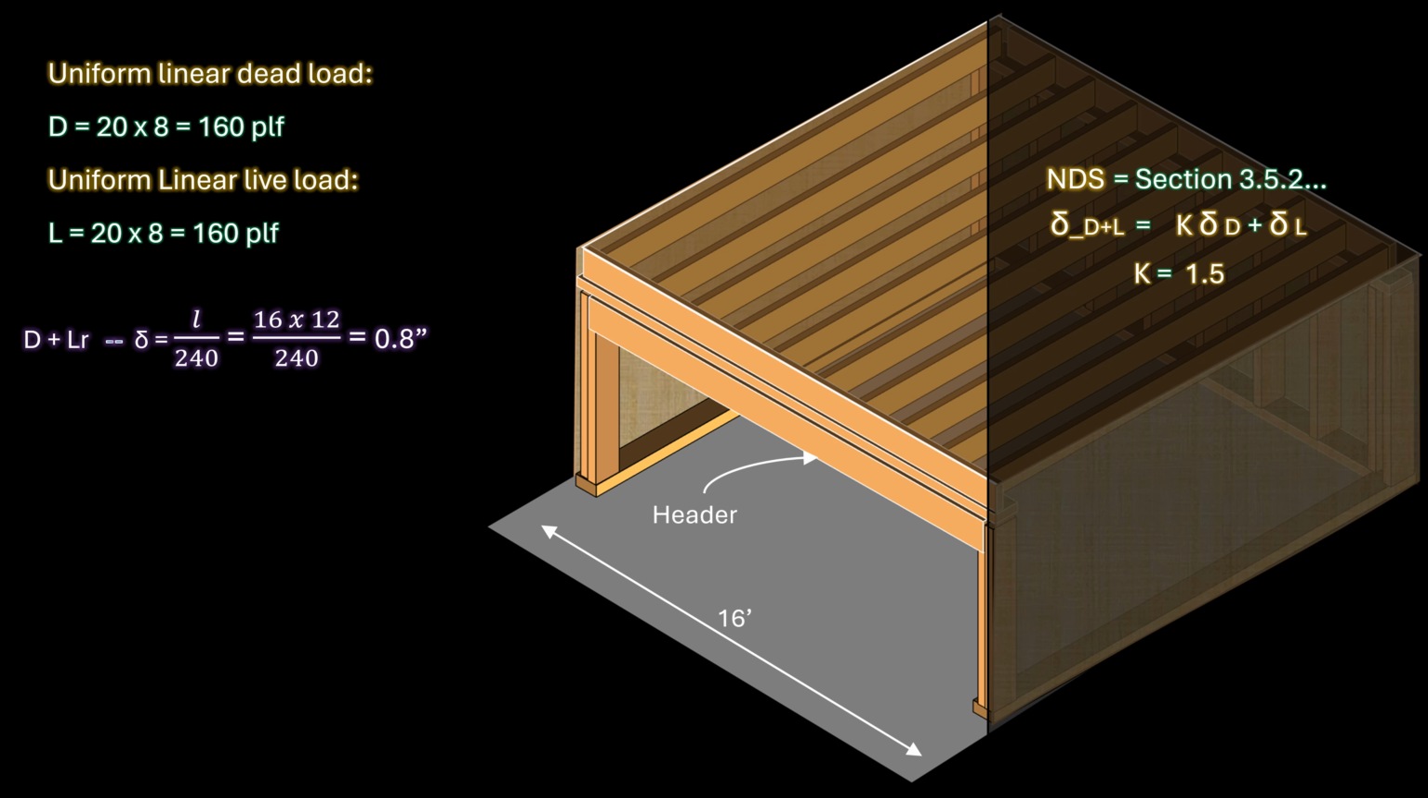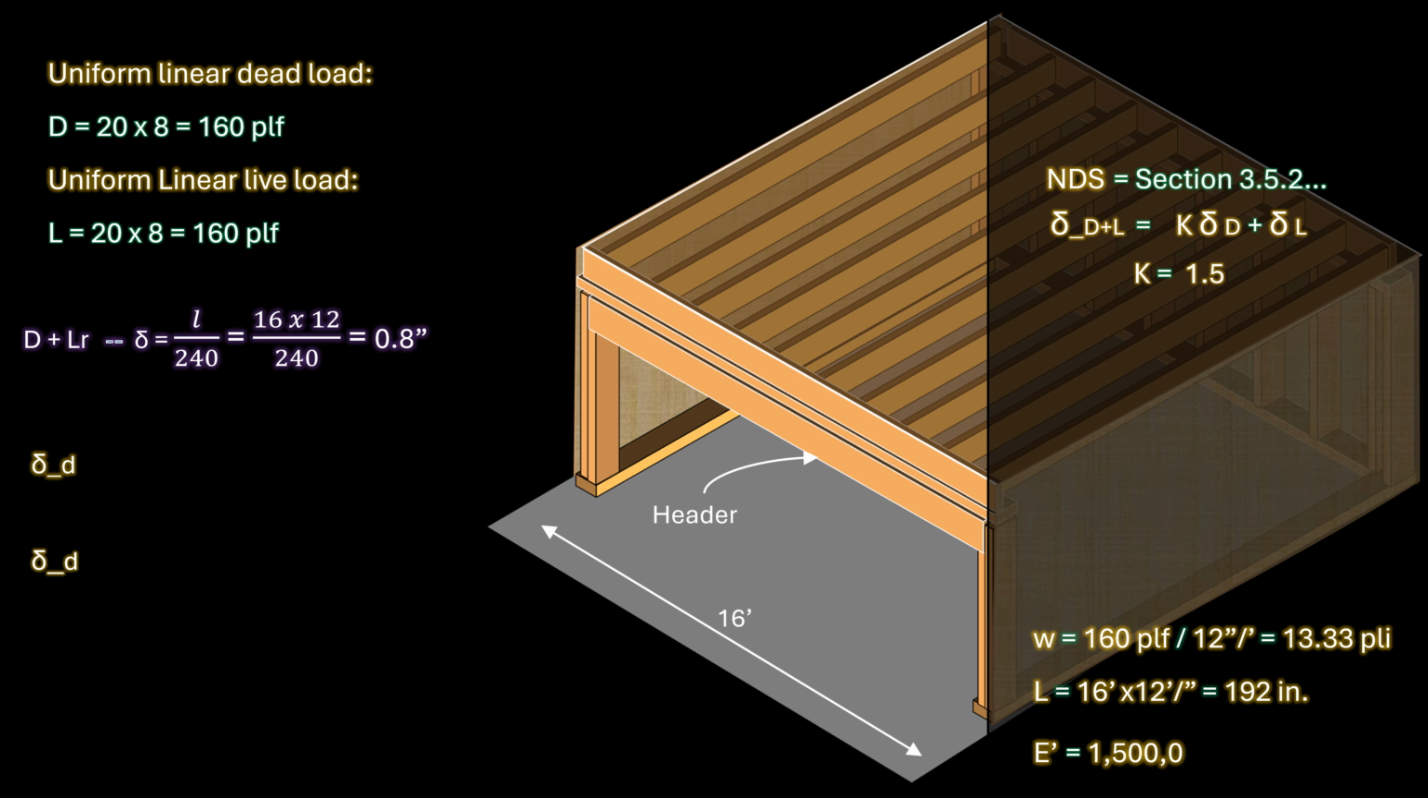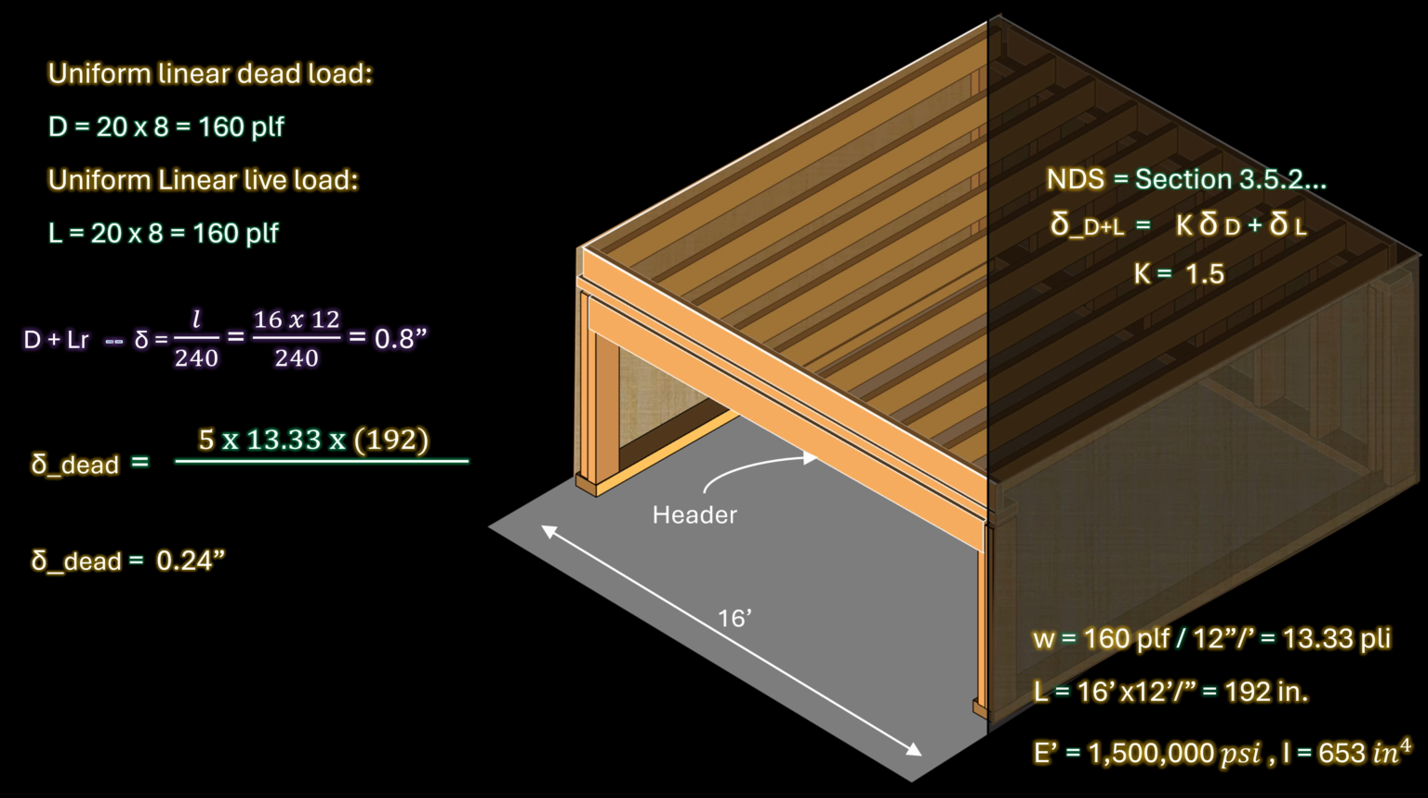We already calculated uniform dead load, which is 160 pounds per linear foot. This may be converted to pounds per linear inch by dividing by 12 inches, since there are 12 inches in 1 foot. Therefore, the loading is 13.33 pounds per linear inch. If we use the deflection formula, the dead load deflection is 0.24.